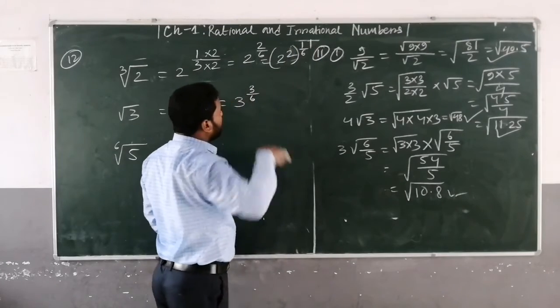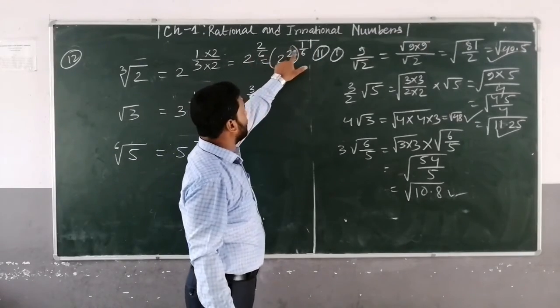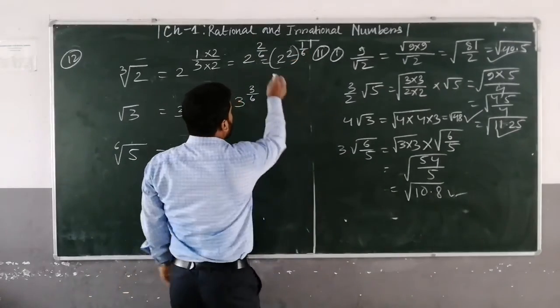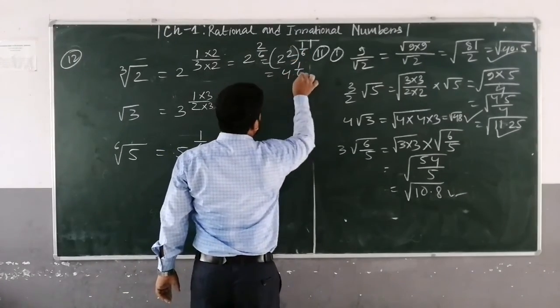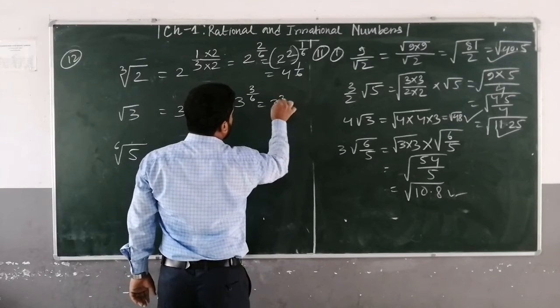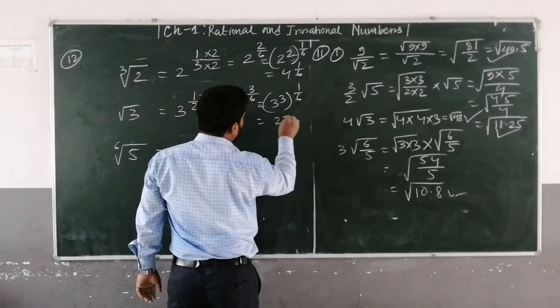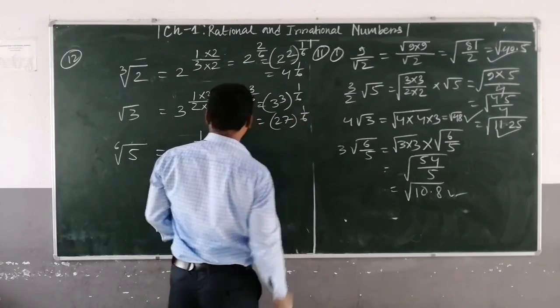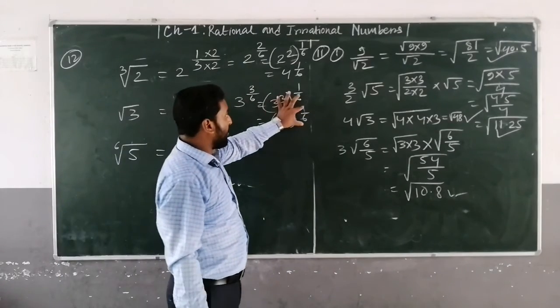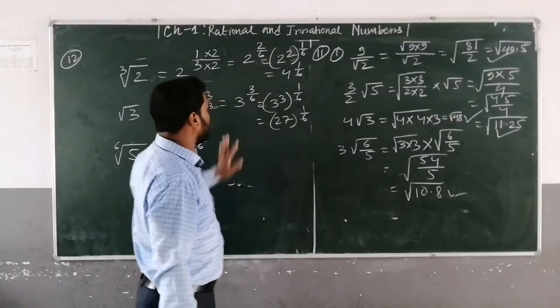Powers are multiplied, so you can write this as 2 to the power 2, to the power 1 upon 6, and this is equal to 4 to the power 1 upon 6. And this one you can write as 3 to the power 3, to the power 1 upon 6. So 3 to the power 3 means 27 to the power 1 upon 6. Here the power is 1 upon 6 everywhere. Now you can compare them.